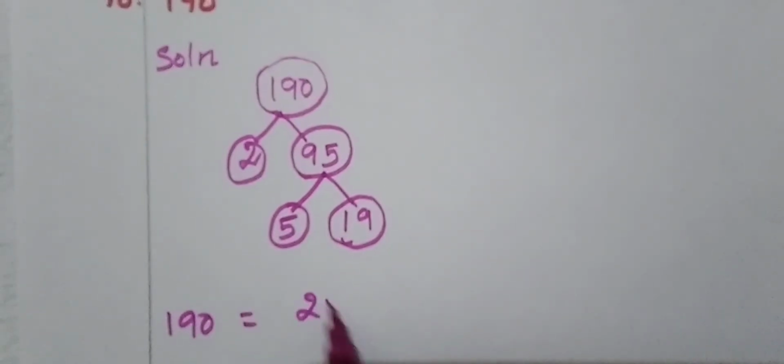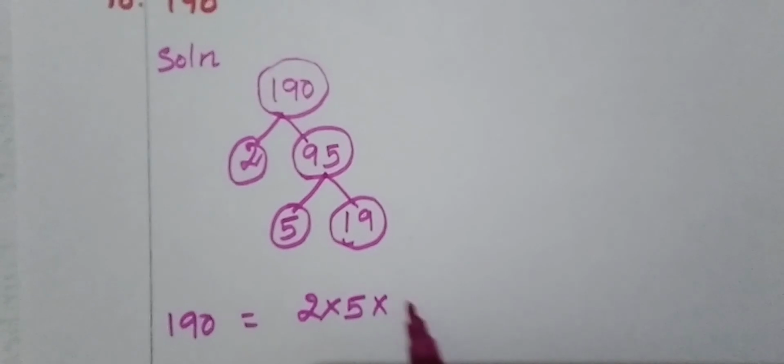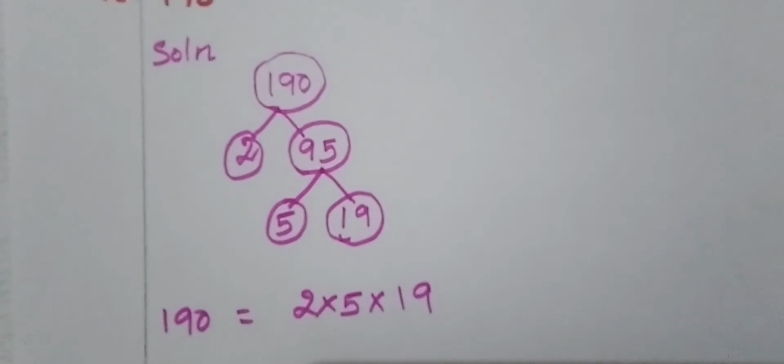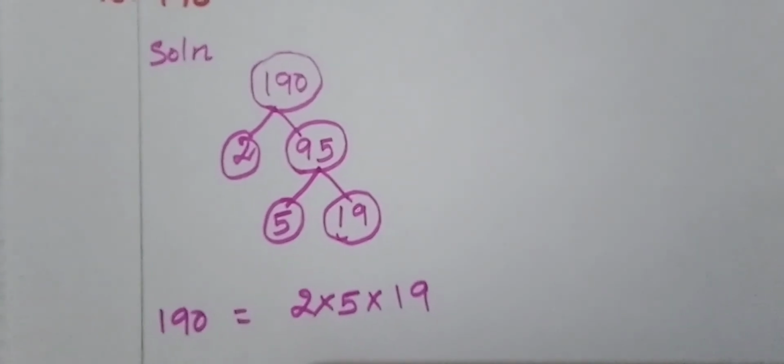Now these are all prime numbers. We cannot simplify this one further, so you can stop it here itself. The factors of 190 is equal to 2 into 5 into 19. Is it clear, children? Yes.